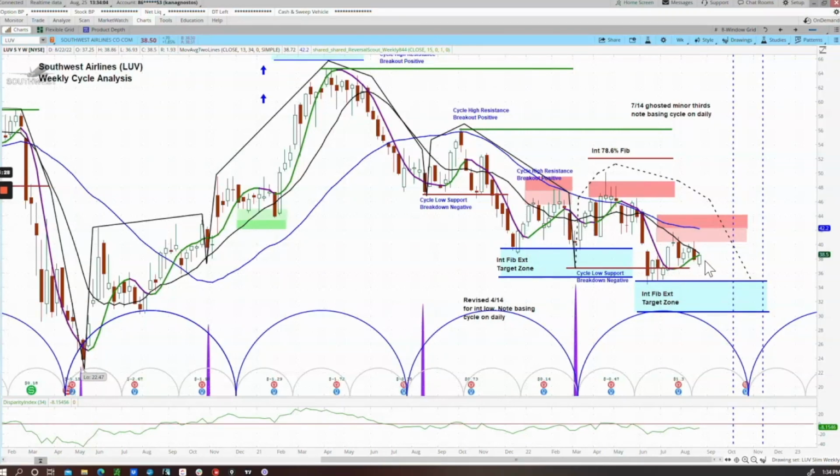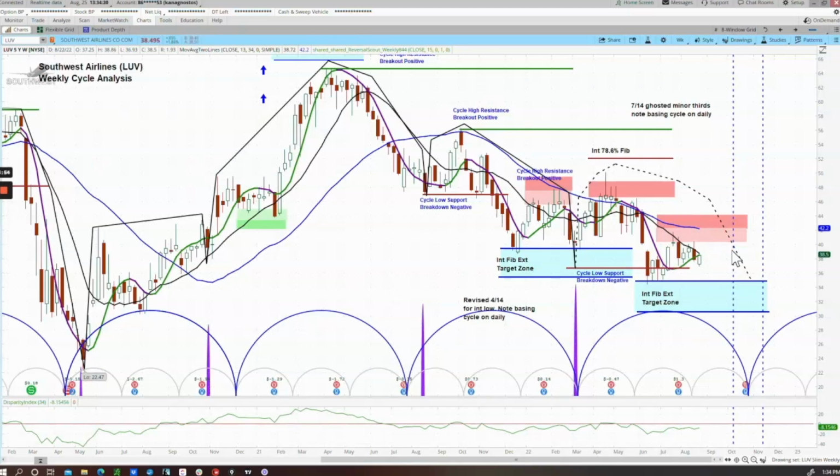But when we have already broken below these cycle low supports and are negatively configured, then we would expect rallies to fail in these minor resistance zones, like what has happened here and here. So currently our reversal scout is positive, and we are waiting for that to turn negative as we begin to move down into the cycle timing window.